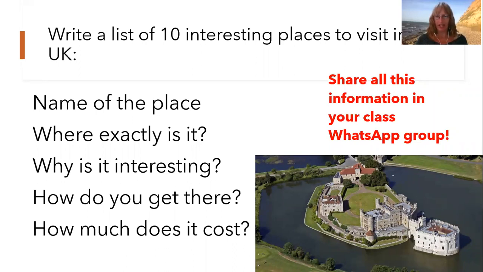You can pause and make a note of 10 places that you know of or have heard of. Note down the name of the place, where exactly it is, why it's interesting, how you get there, and how much it costs. Okay, and of course you can share all the information in your class WhatsApp group afterwards. That would be a really good idea.